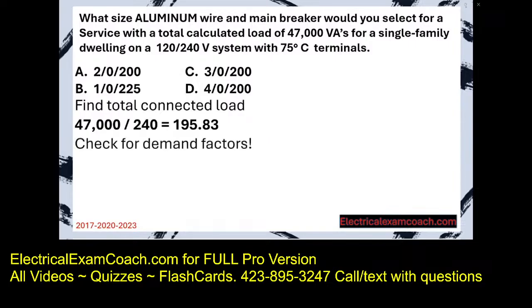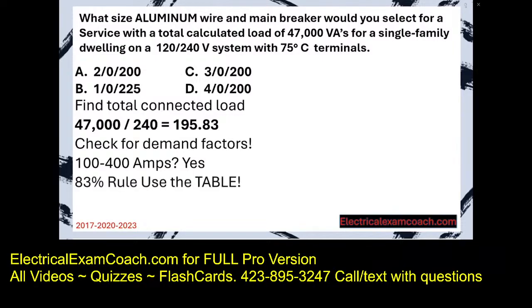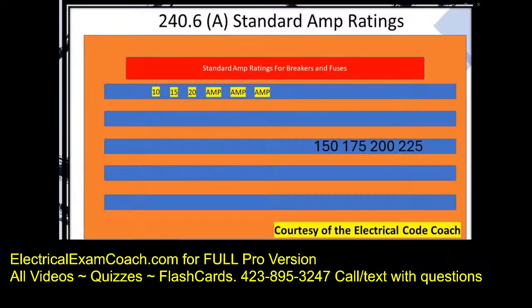Now, we check for demand factors. Is this in between 1 and 400 amps? Yes. Is this on a single-family dwelling or the individual unit of like an apartment? Yes. So, the 83% rule does apply. And we're going to size our overcurrent protective device. We end up putting it on a 200 amp breaker, just like we did before.